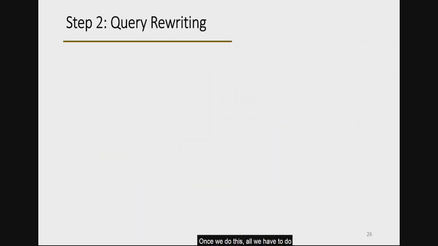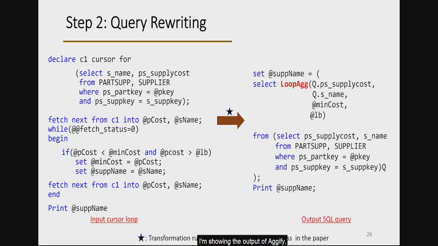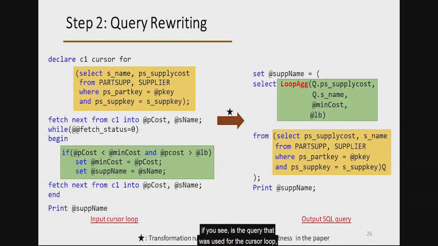Once we do this, all we have to do is write a SQL query which will invoke this aggregate. So this is the input cursor loop that I'm showing on the left, and on the right I'm showing the output of Aggify, which is arrived at using a transformation rule described in the paper along with the proof of its correctness and so on. I would like to highlight that the yellow box is the query that was used for the cursor loop, and that has in fact become part of the from clause of this rewritten SQL query identically. It's exactly the same thing.